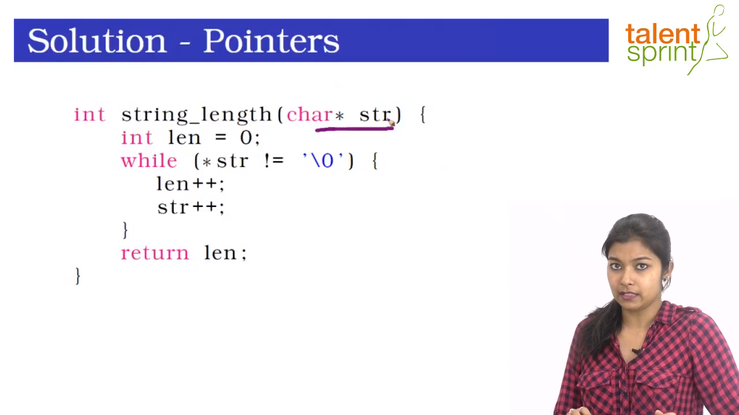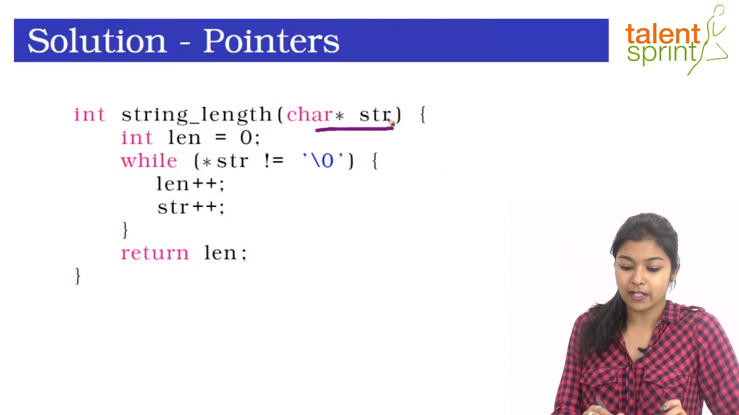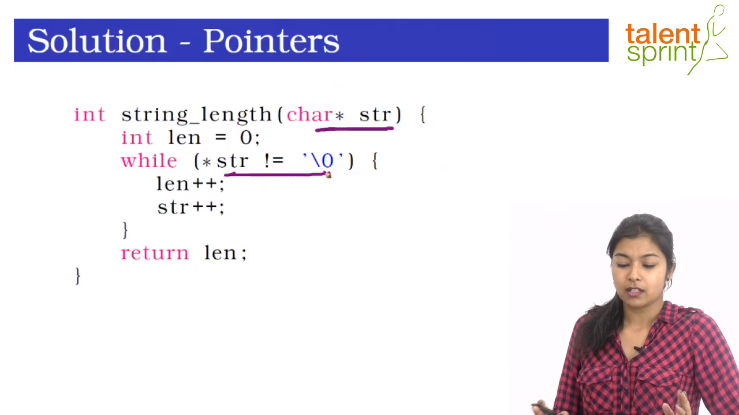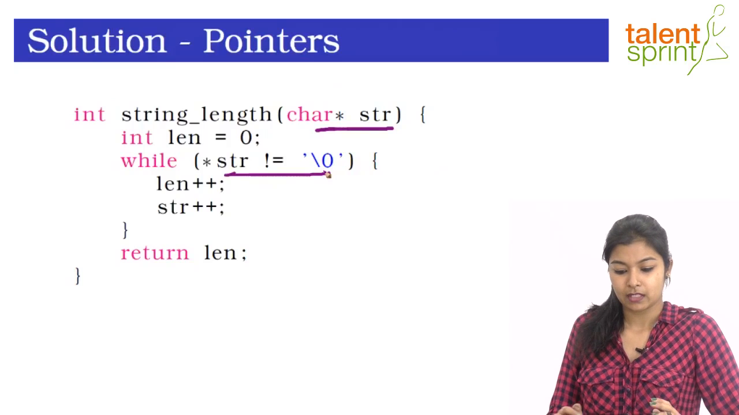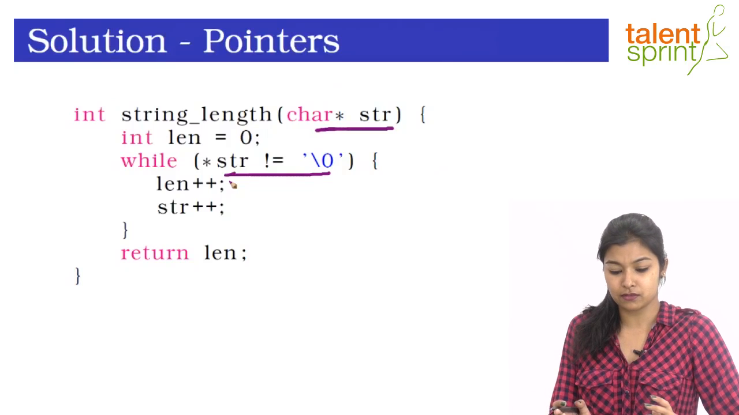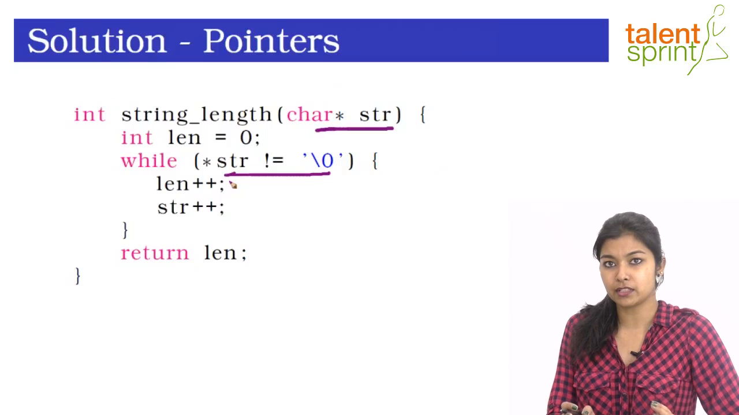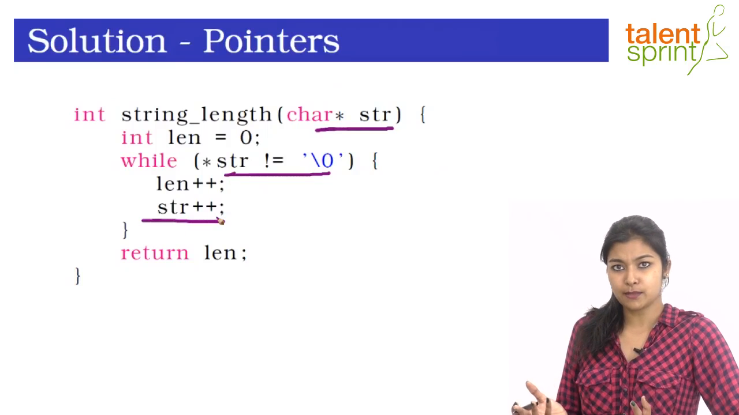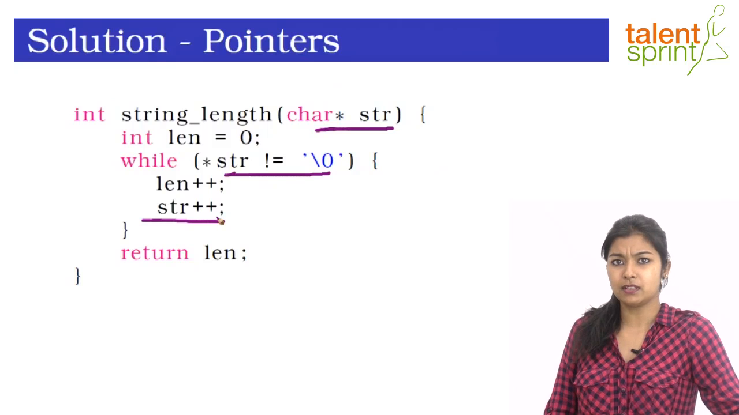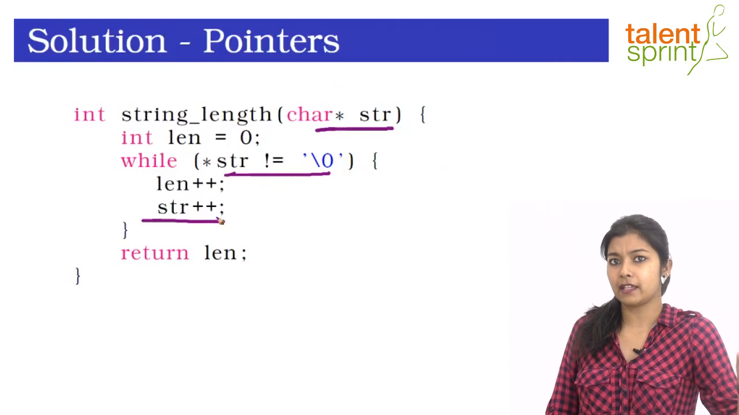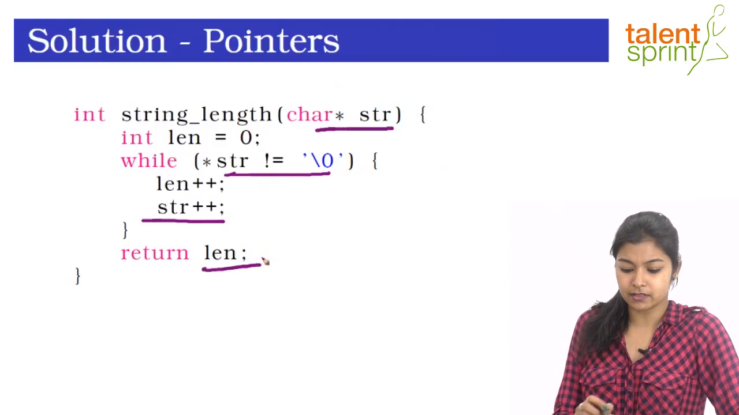Again, we have a variable length to hold the length, and in the while loop, we are traversing the string through the pointer till we reach the null terminator. Inside the while loop again, we are increasing the length in every iteration, and also we are moving our pointer to the next location using str++. Fairly simple and pretty similar to what we did in arrays, just that there we were traversing through the string using the array index, but here we are traversing using pointers. And finally, we are returning length.